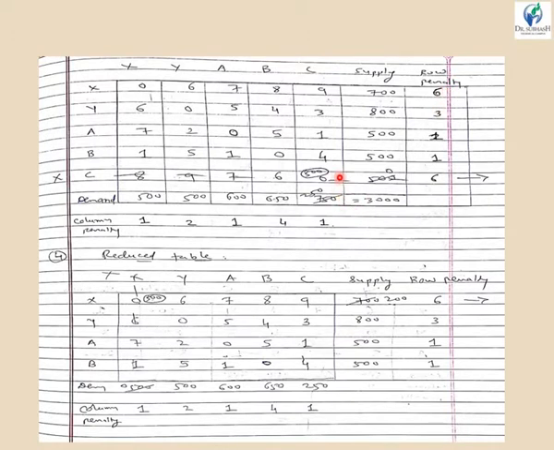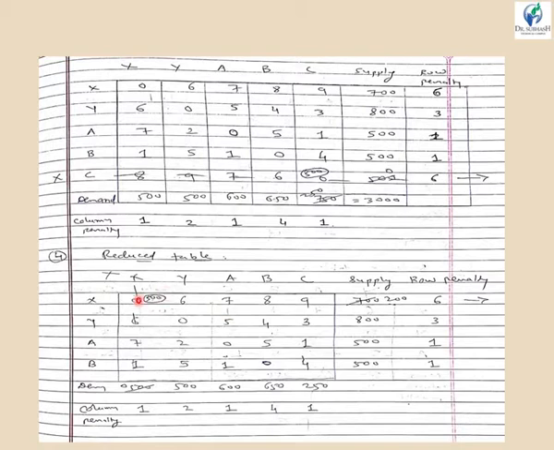So I have allocated 500 over here, and you can see now the supply capacity of C is exhausted, so it becomes 0. The demand was 750, but we have allocated only 500, so 250 still remains to be satisfied. When we draw the next table, that will be our reduced table. In that, this C row will be deleted. So this is the reduced table that I have drawn.